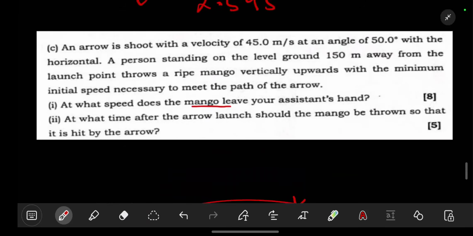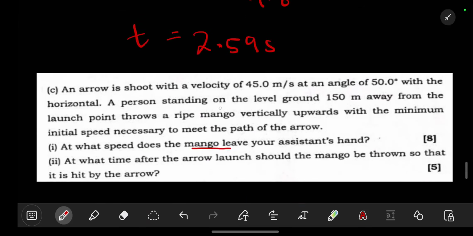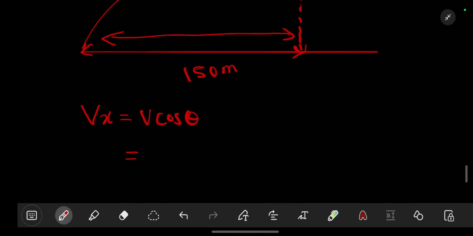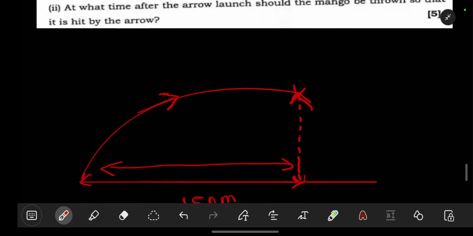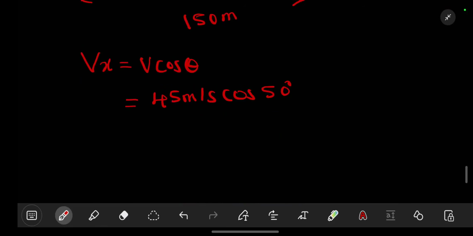So our Vx will be equal to, what is our Vx? We have 45 meters per second, then we have the cos of, what is our theta? Our theta is equal to 50 degrees according to this. So when we press, we are going to have 45 cos of 50 degrees. This is going to give us 28.93 meters per second. So this is our Vx.